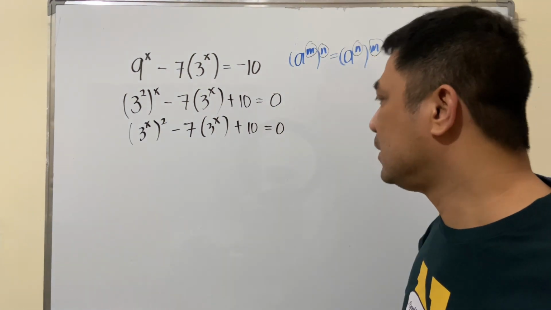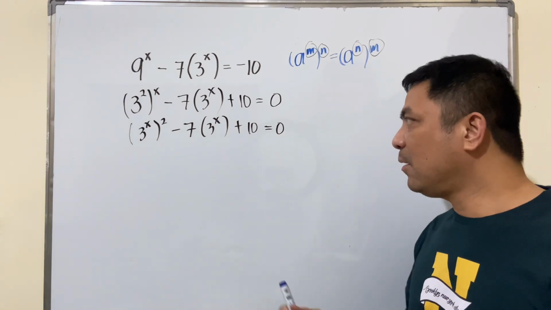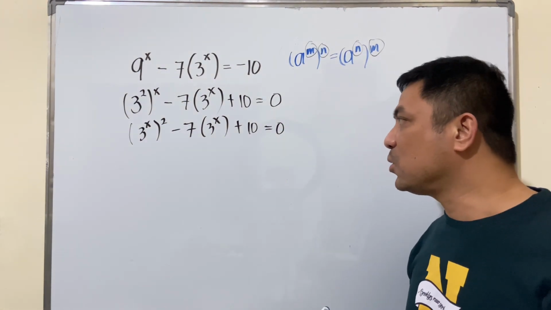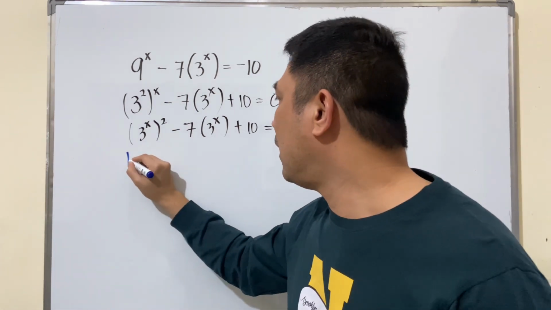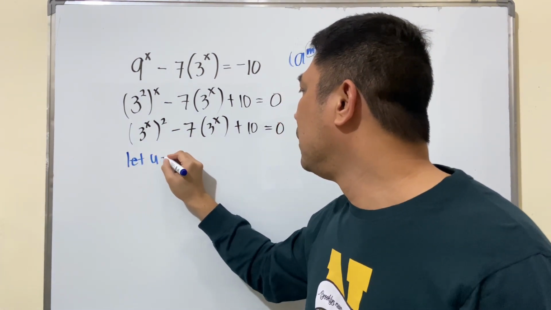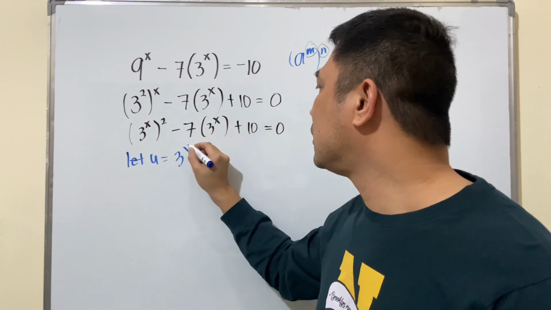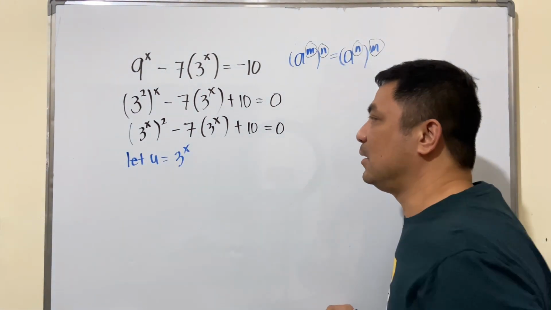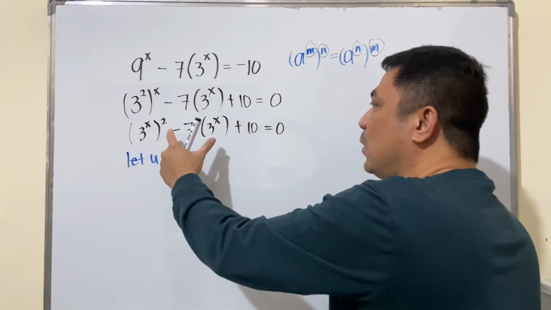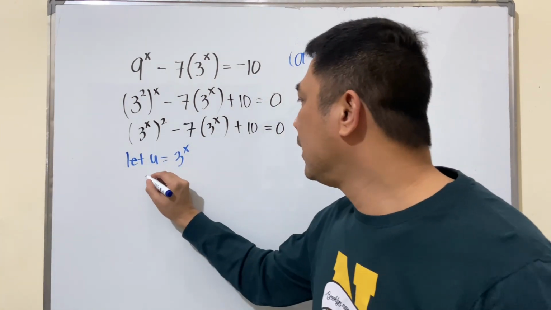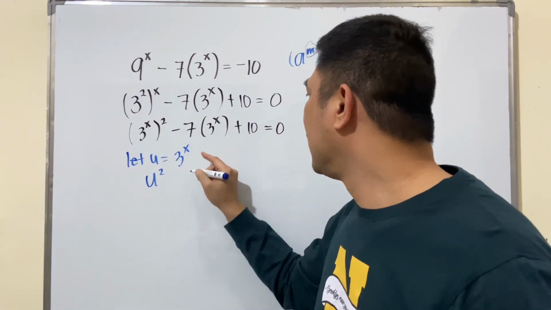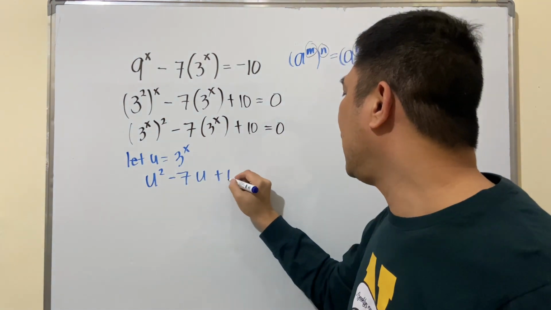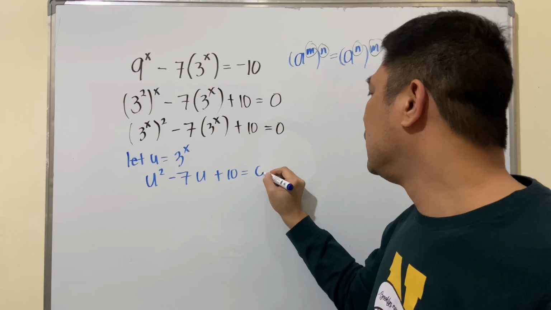Okay, so now you have 3 raised to x here, 3 raised to x here. So let's try to do substitution, wherein you let u be your 3 raised to x. In this case, you have 3 raised to x squared, so that will be u squared now, minus 7u plus 10 is equal to 0.